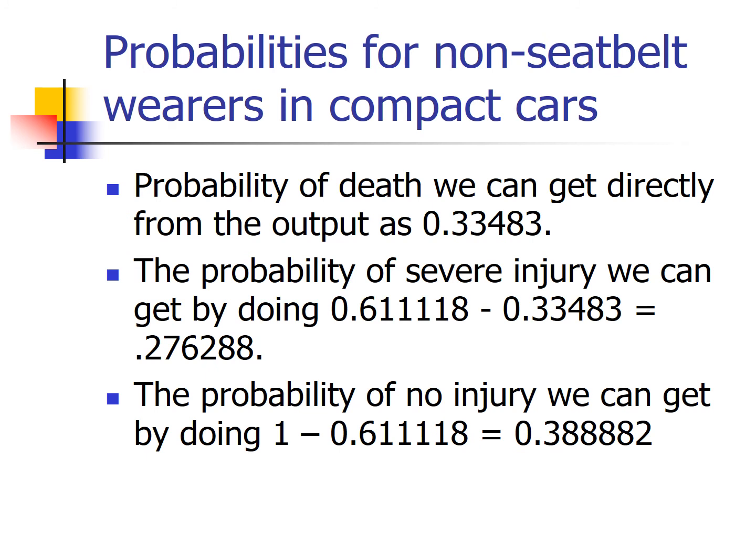And then here's one last example. If you're focusing on non-seatbelt wearers in compact cars, same logic. We can get the probability of death directly as 33%. The probability of a severe injury, we look up the 61118 and then just subtract from that the 33%. And then the probability of no injury is 1 minus the 61%. So it looks like the probabilities are about a third, a third, a third.